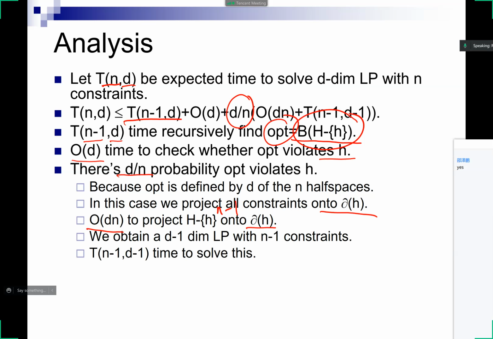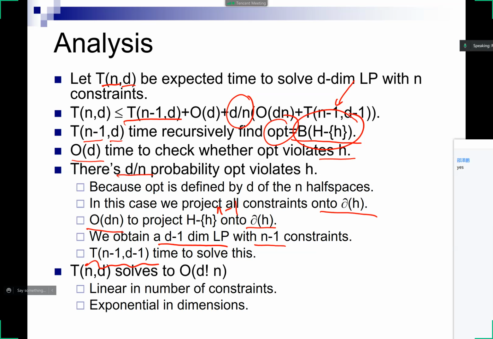After you do all these projections, we're down to a d-1 dimensional LP, because the boundary of h is d-1 dimensional. And we also took out one of the constraints, so we're down to n-1 constraints. Then we have to go solve that new d-1 dimensional LP, and this is going to take this much time. So that's where we get this term over here, and that's how you get all the terms in this expression.